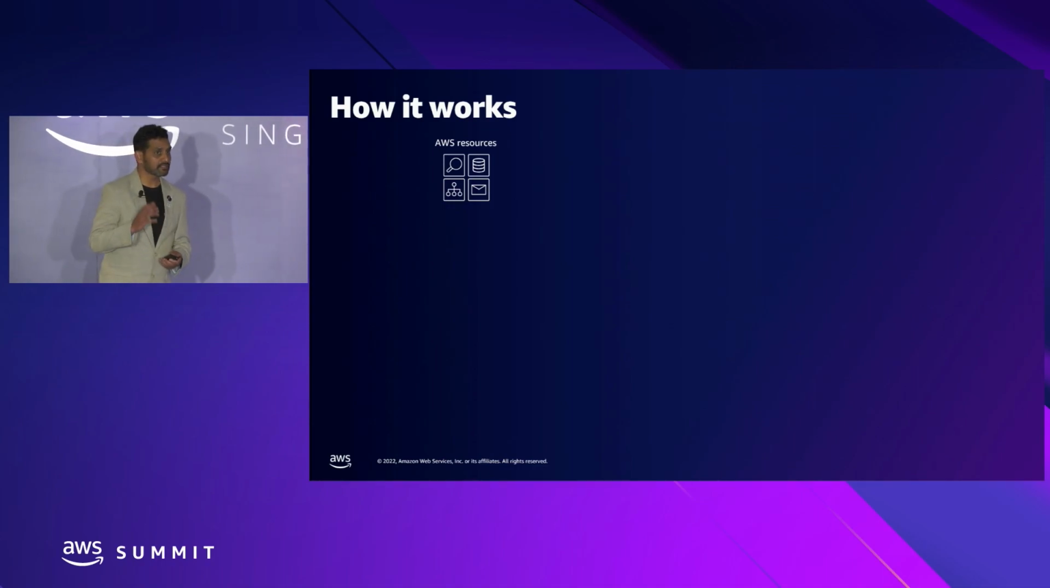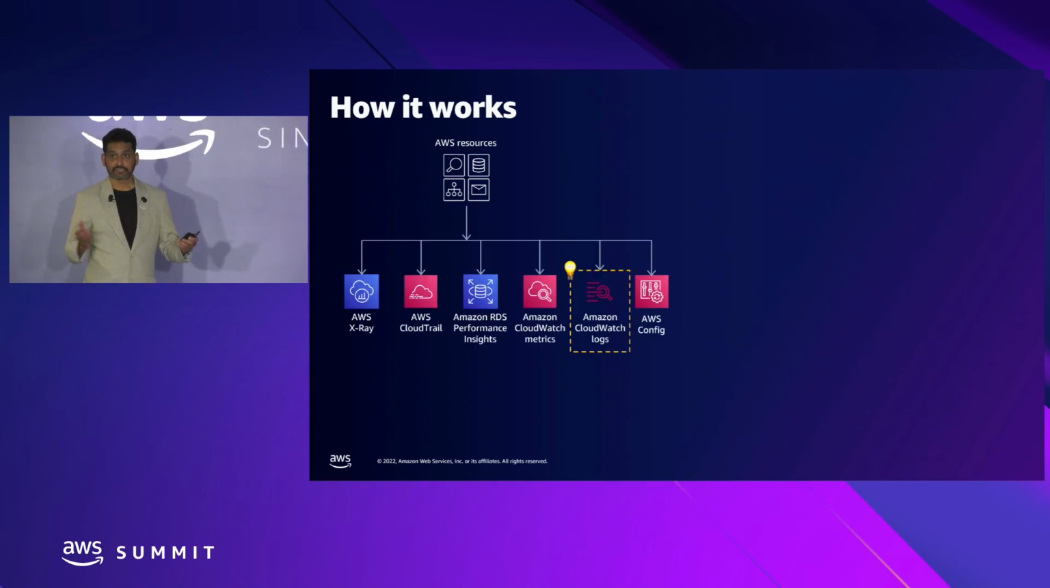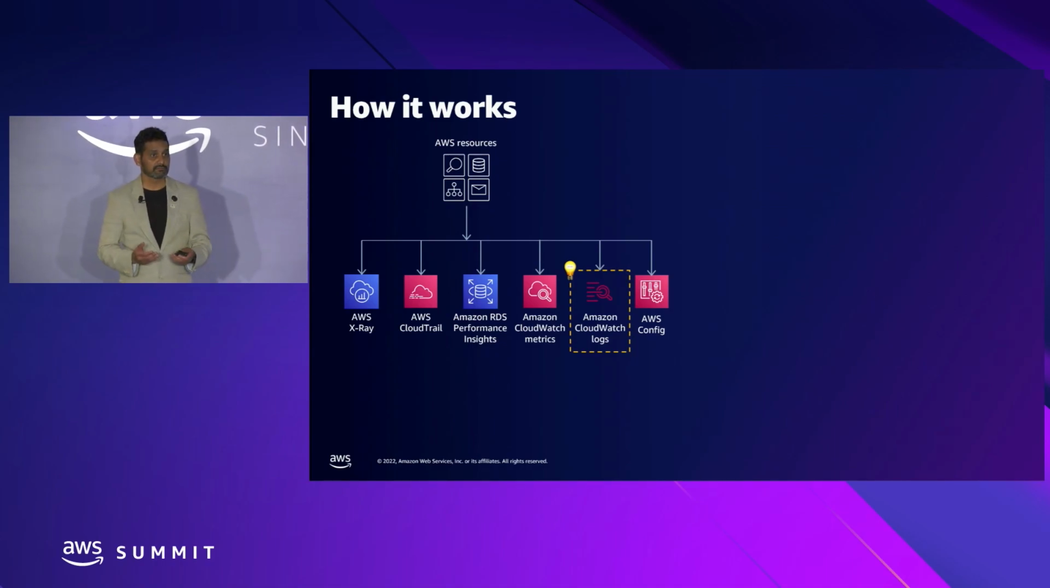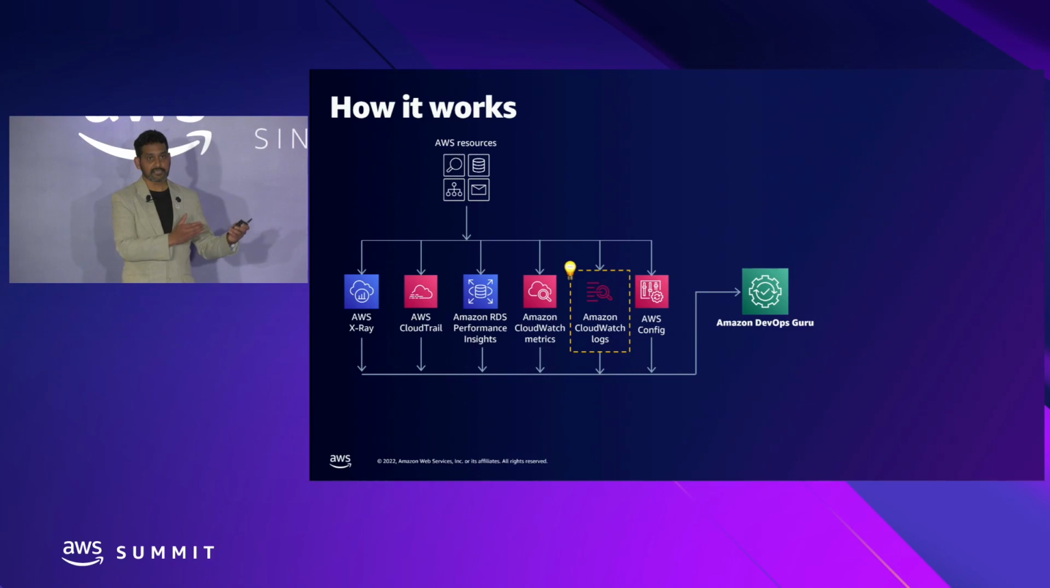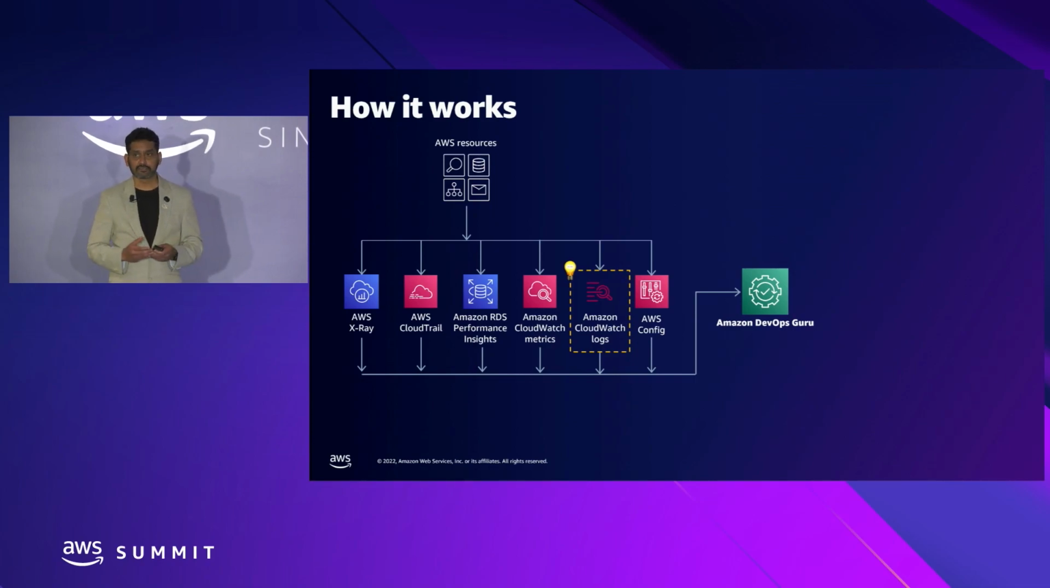So let's look at how the service works. You have these applications in your standard IT landscape. These applications will be comprising AWS resources. And these resources, as we discussed, leverage CloudWatch, CloudTrail, X-Ray for logs and tracing, and in case of RDS, Performance Insights. All this data gets funneled into DevOps Guru. DevOps Guru has machine learning models for metric anomalies and log anomaly detection.